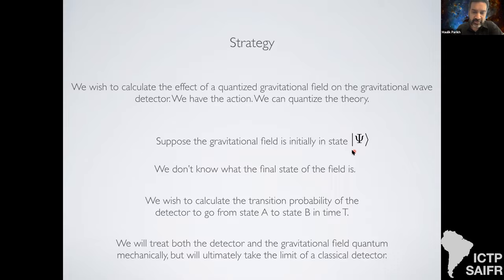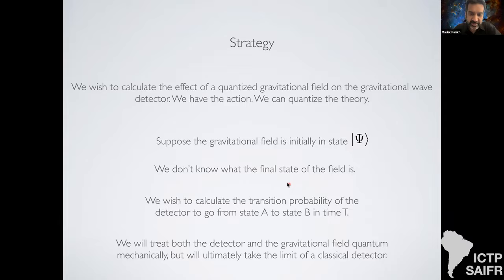And what we want to do then is calculate the transition probability of the detector to go from state A to state B in time t. Now that might seem like a strange thing to do because we're treating even the detector quantum mechanically, but of course in reality, the detector is this 40 kilogram object.